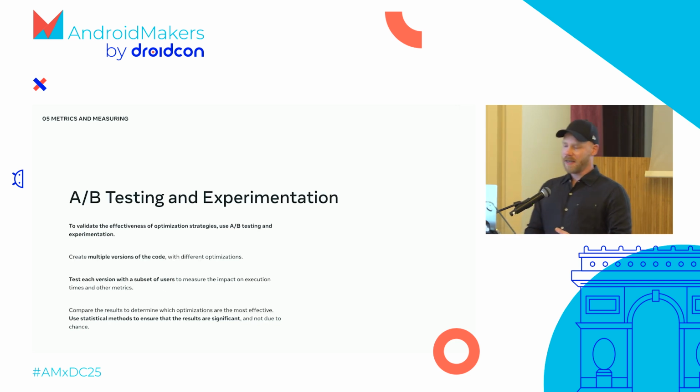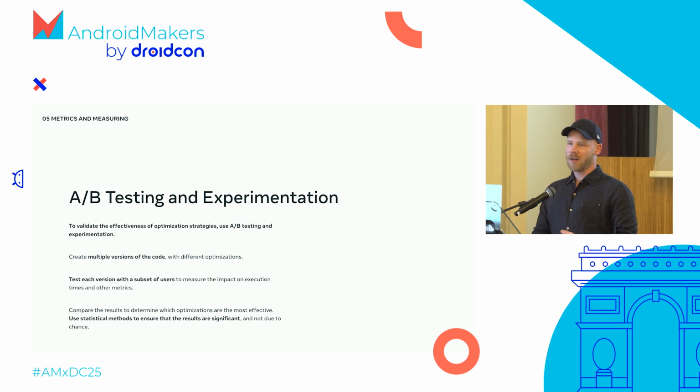So once we have that in place and we thought about how to optimize our code path and our application, we need to validate the effectiveness. And this is where A/B testing and experimentation comes in. So we will need multiple versions of the code, we could implement also different kinds of optimizations, and we need to test each version of that with a subset of users. Then we're going to use statistical methods to ensure that the results are significant, meaning that enough users have been exposed and we have enough data collected.